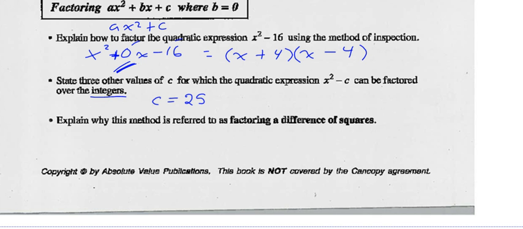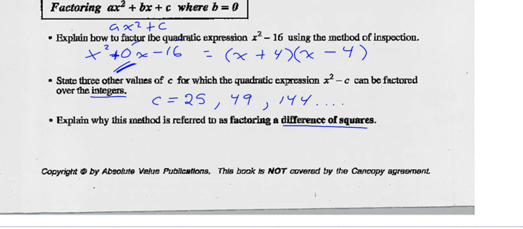You could say c could equal 49. 7 and 7 is 49. 7 minus 7 is 0. And so any perfect square for c, 144, and so on, any of the perfect squares. So explain why this method is referred to as factoring a difference of squares.